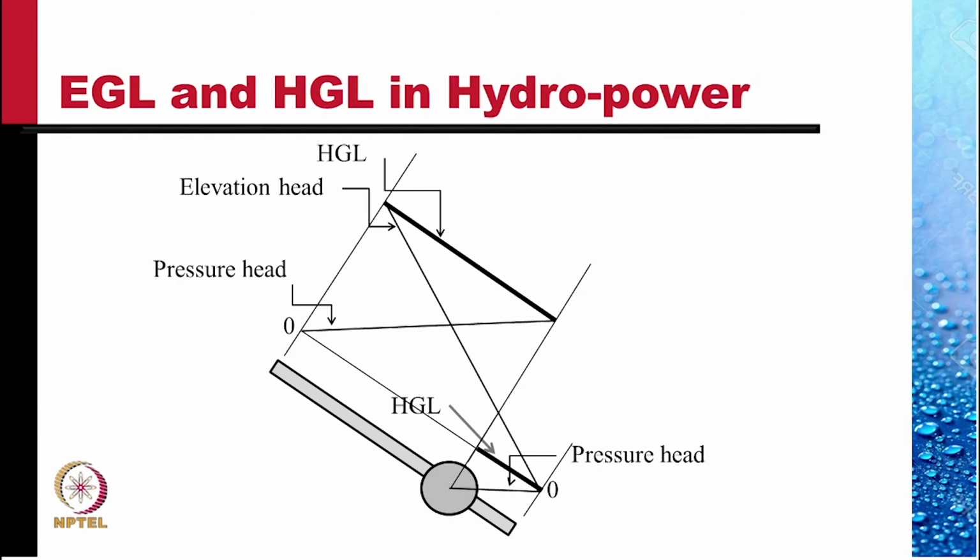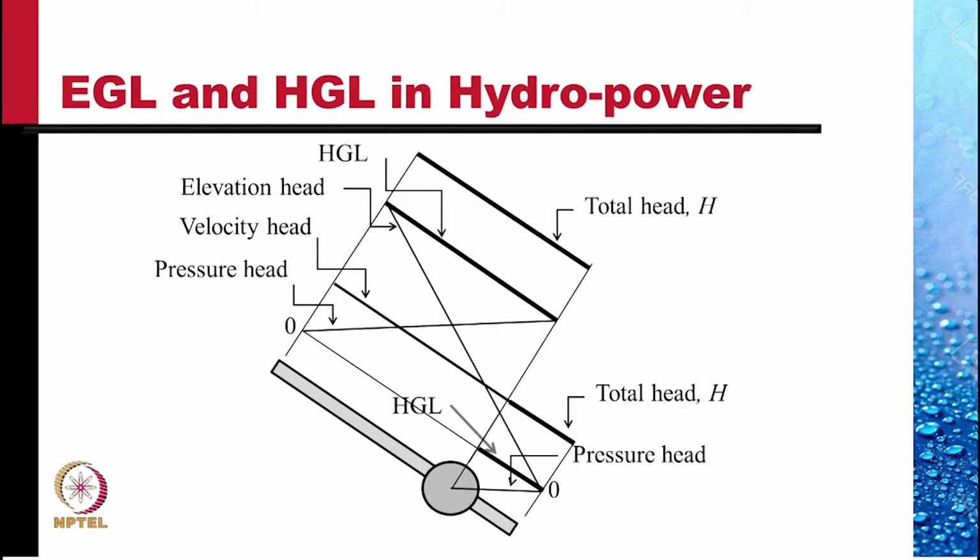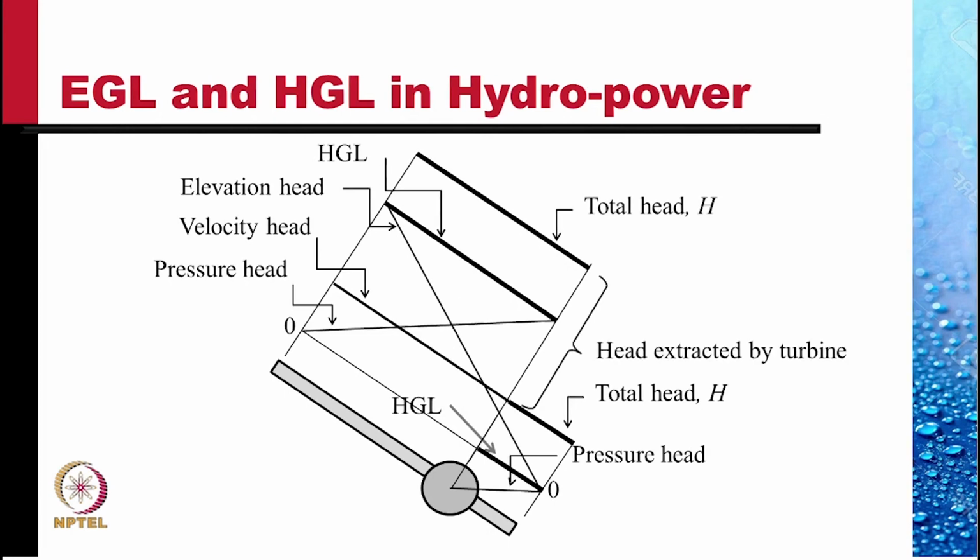The hydraulic grade line is the sum of the pressure head and the elevation head. The hydraulic grade line here is a constant value. The velocity head is constant through the pipe if we assume the diameter of the penstock and the tail race is constant. The total head, the energy grade line, is the hydraulic grade line plus the velocity head through the pipe. The head extracted by the turbine is shown here.